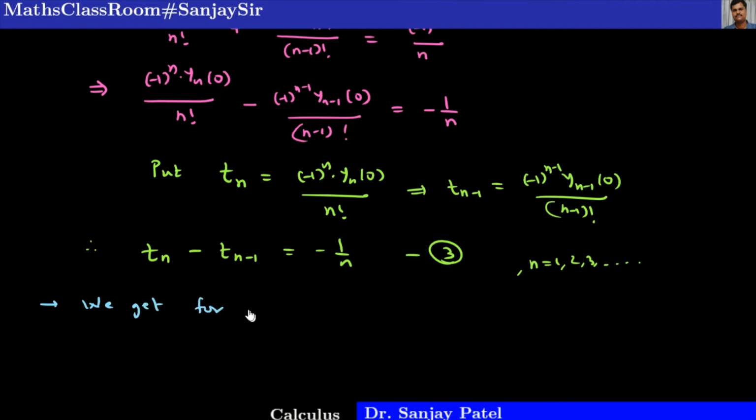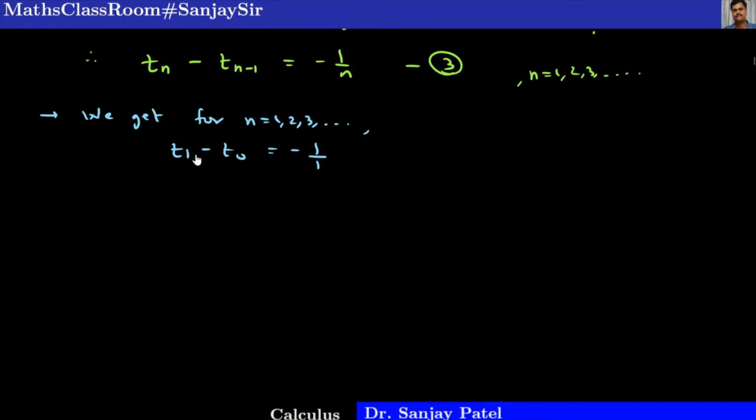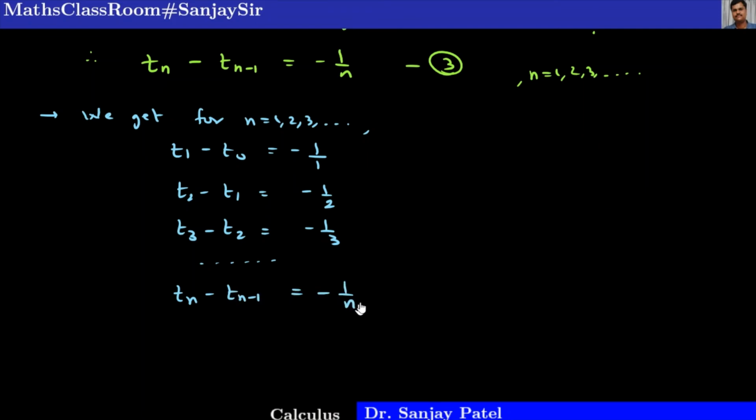For n is equal to 1, 2, 3 and so on, say T1 minus T0 is equal to minus 1 upon 1. Okay, then putting n is equal to 2, we get T2 minus T1 is equal to minus 1 upon 2. For n equal to 3, T3 minus T2 is equal to minus 1 upon 3 and so on. And finally, we'll get Tn minus Tn minus 1 is equal to minus 1 upon n.